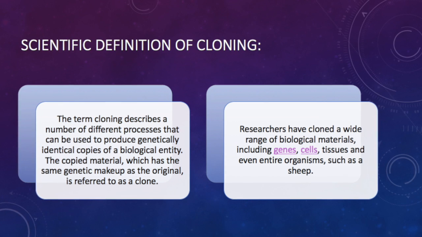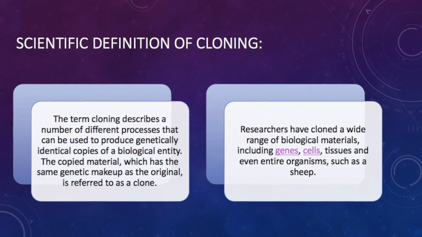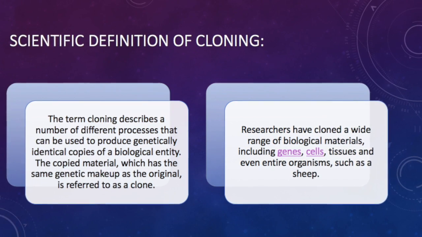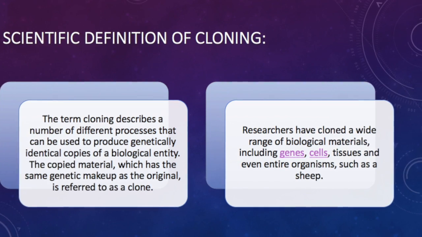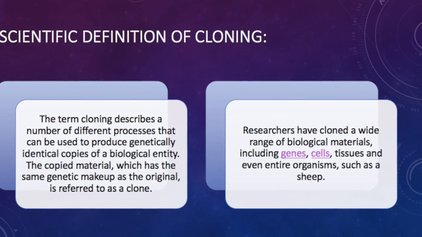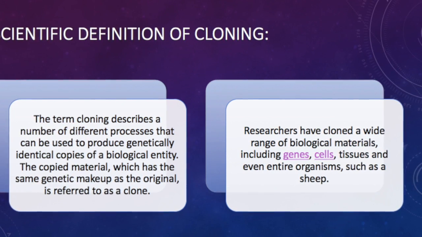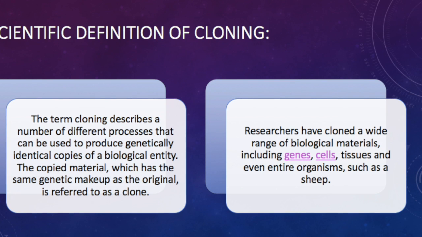The term cloning describes a number of different processes that can be used to produce genetically identical copies of a biological entity. The copied material, which has the same genetic makeup as the original, is referred to as a clone. Researchers have cloned a wide range of biological materials, including genes, cells, tissues, and even entire organisms, such as sheep.